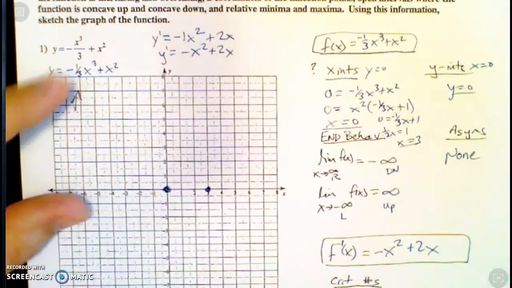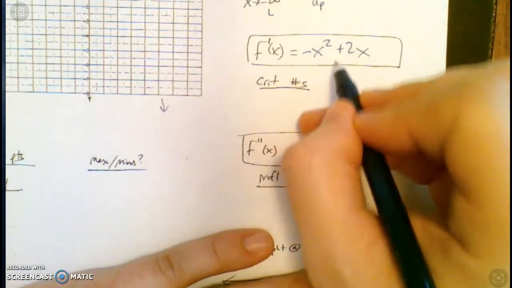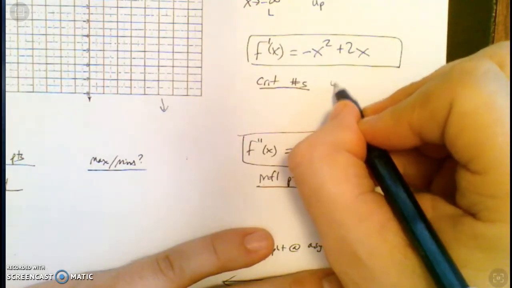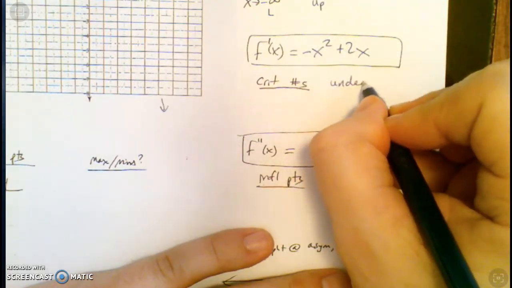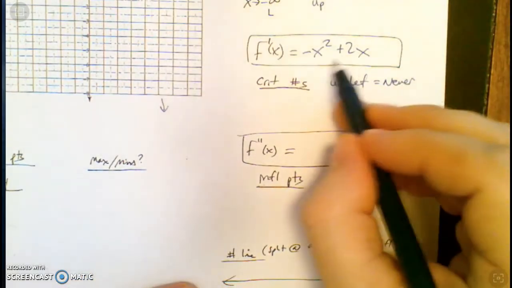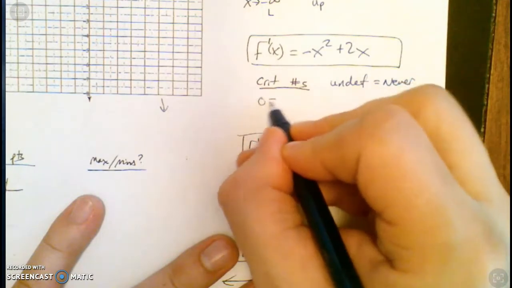Might use it later. Okay, so my first derivative I use to find critical numbers, and critical numbers are when this thing is 0 and when it's undefined. Since it's not a fraction, I'm going to write undefined never. I don't have any times when this could be undefined. I'm not dividing by 0. I do have times when it could be equal to 0, though.